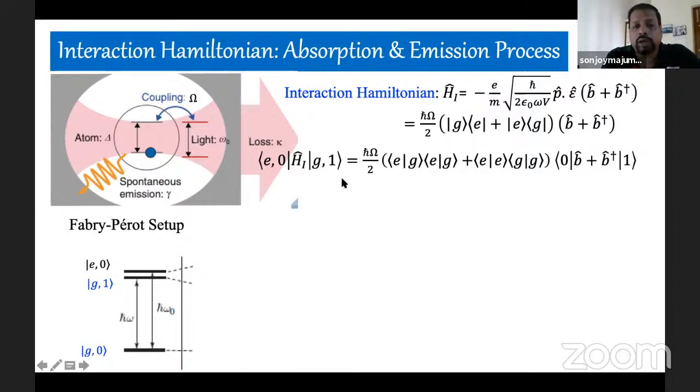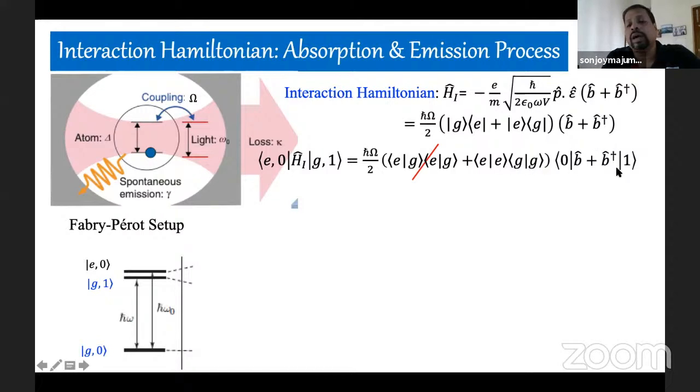So for the electronic part, you will have a ⟨G|...|E⟩. Here you are putting G and here you put E, a ket and a bra on both sides of this. And here also you're putting E and G from both sides. What you will see is that because of the orthogonality, the ⟨E|G⟩ and ⟨E|G⟩ terms will be cancelled. Only the ⟨E|E⟩⟨G|G⟩ term will be there.